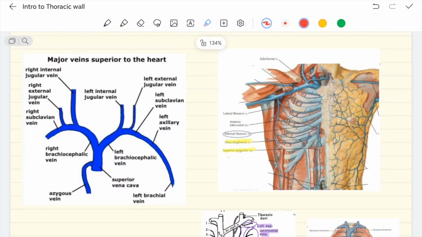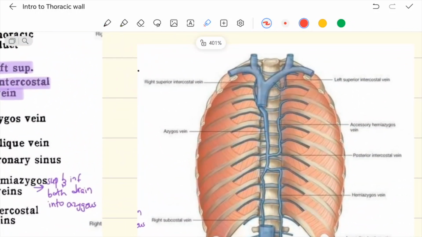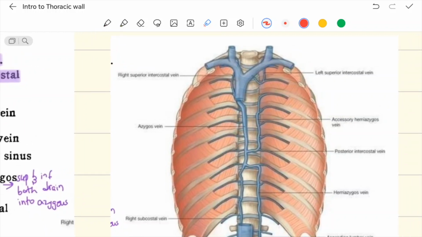This is happening anteriorly. If I look at the posterior side, I have posterior intercostal veins from the right side and the left side. The right will drain into something called the azygos vein. The left will drain into something called the hemiazygos vein. Now, the azygos vein is one vein, but the hemiazygos is actually divided into two, like this.